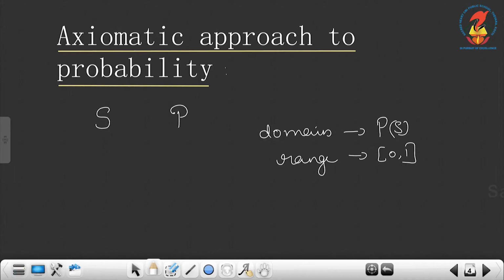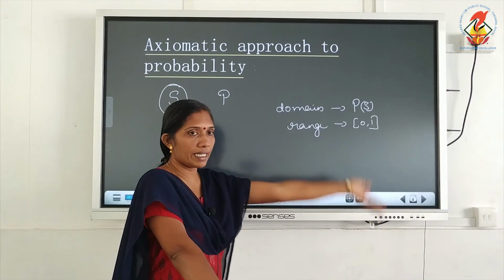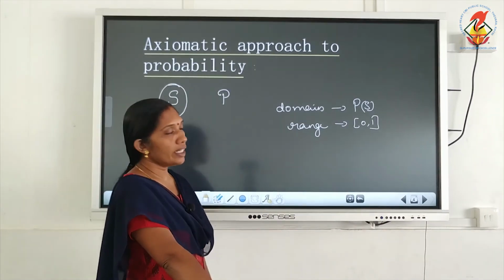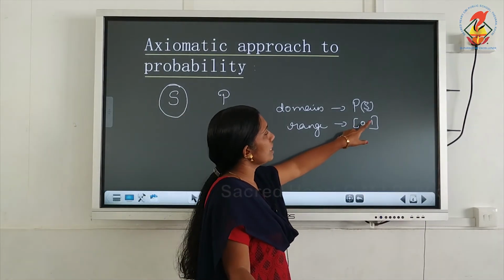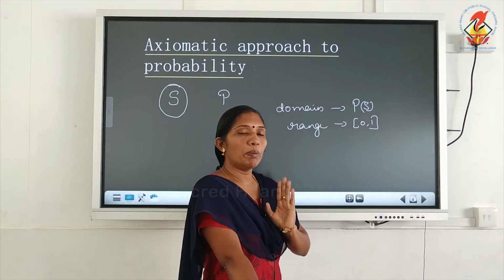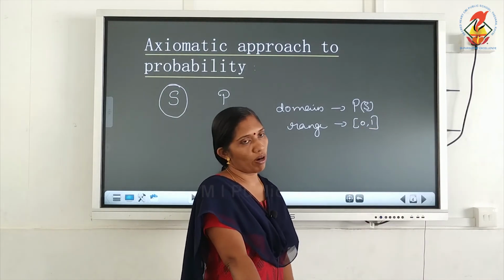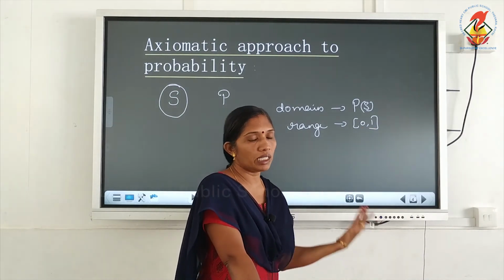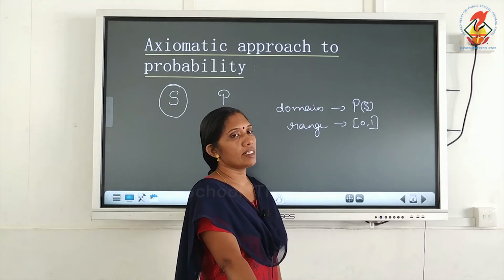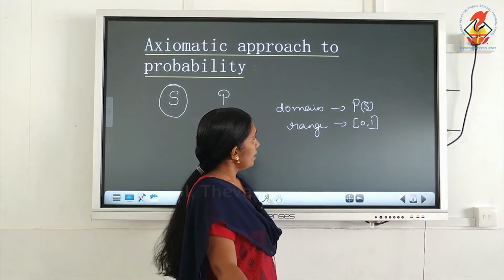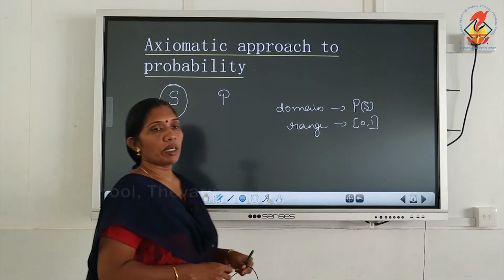So the domain, the left hand side, is a subset of this particular set, and on the right side, the range is the closed interval 0 to 1. So the probability of an event, the minimum is 0, the maximum is 1. It cannot be more than 1, it is not less than 0. Okay. So this is the axiomatic approach.